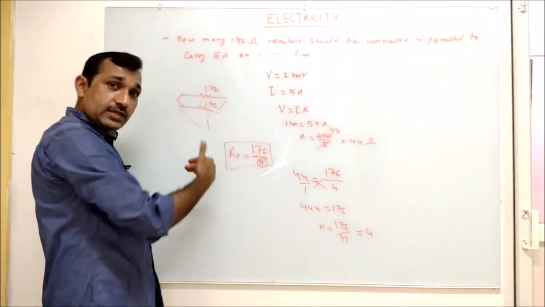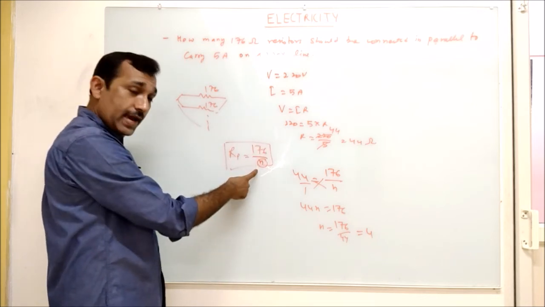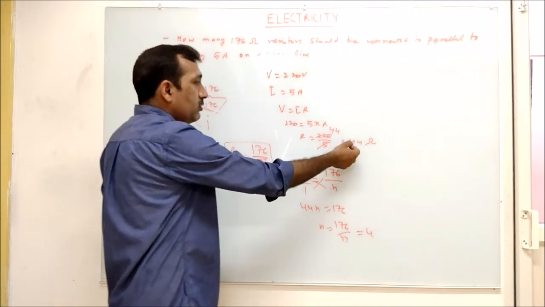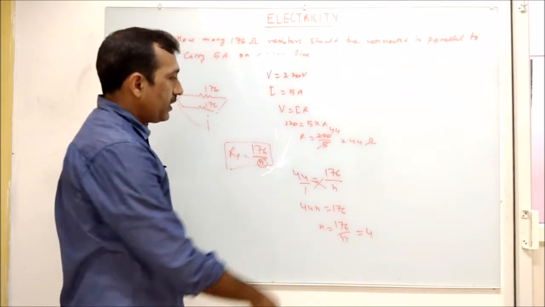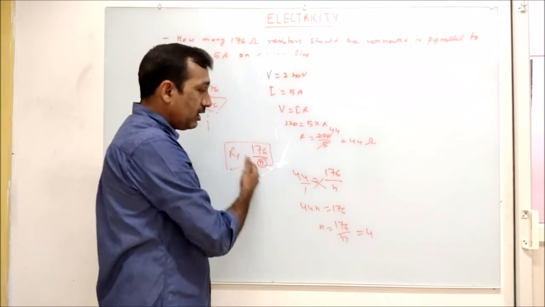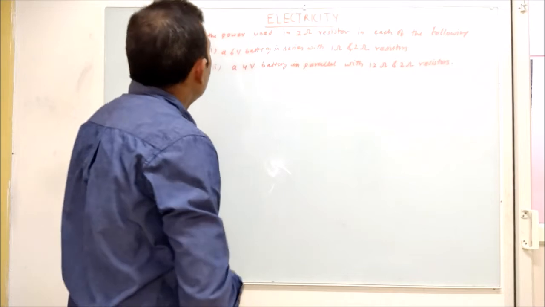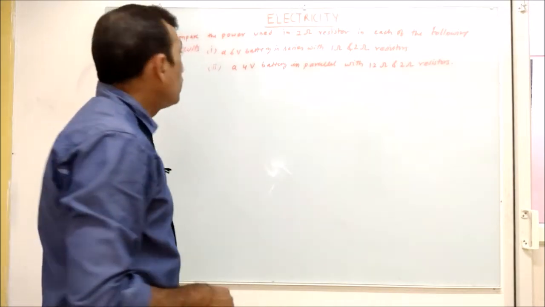Now we know all are the same, and when all are the same, it is 176 or whatever resistance divided by n, and this value should be equal to this resistance. So I am keeping 44 equal to 176 by n, and from here we can calculate the value of n. So we will take one more numerical.